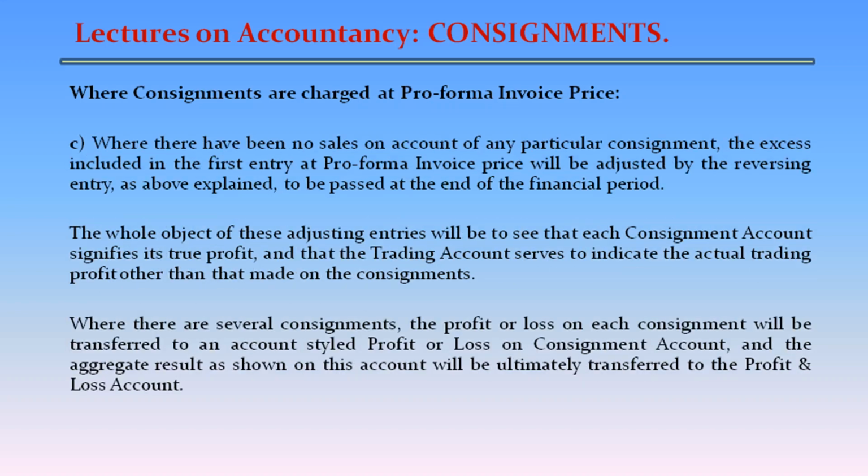Where there has been no sales on account of any particular consignment, the excess included in the first entry at pro forma invoice price will be adjusted by the reversing entry as above explained, to be passed at the end of the financial period. The whole object of these adjusting entries will be to see that each consignment account signifies its true profit and that the trading account serves to include the actual trading profit other than that made on the consignments. Where there are several consignments, the profit or loss on each consignment will be transferred to an account styled profit or loss on consignment account, and the aggregate result as shown on the second will ultimately be transferred to the profit and loss account.